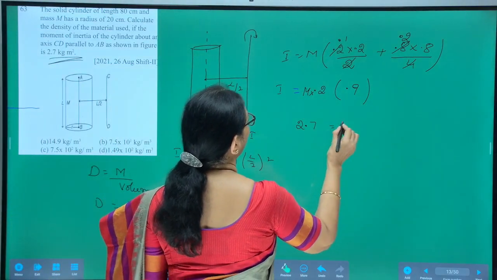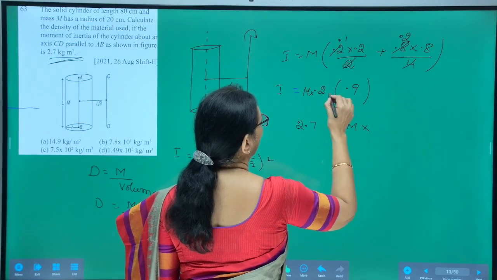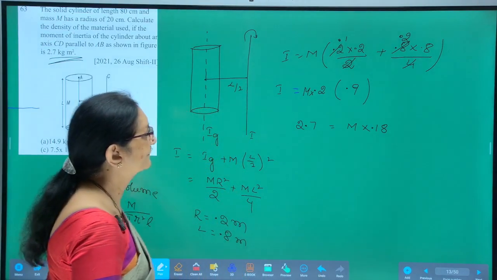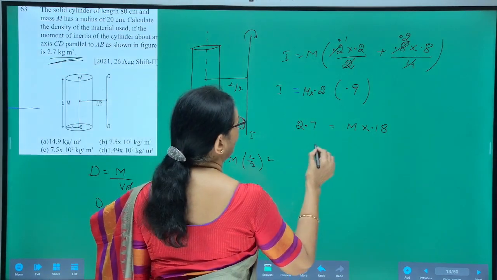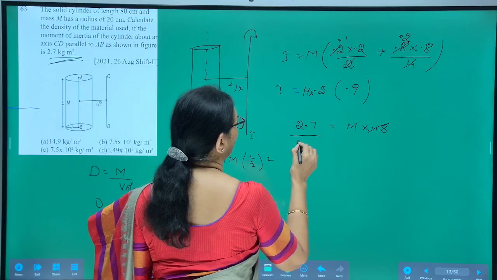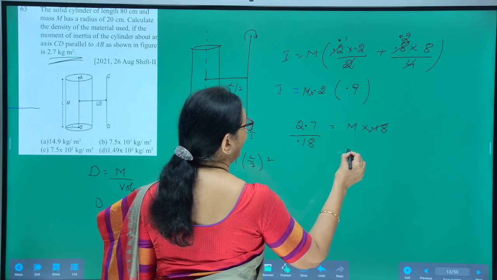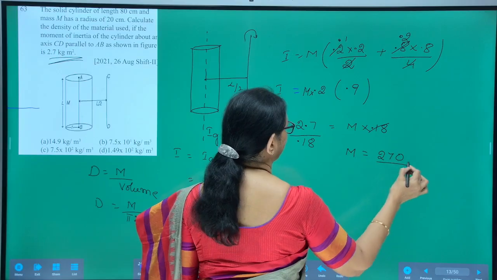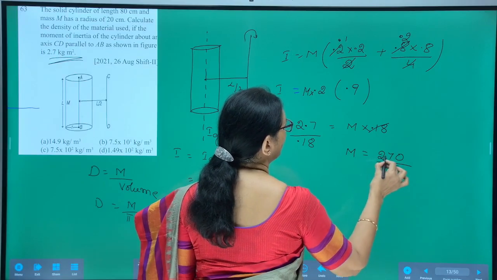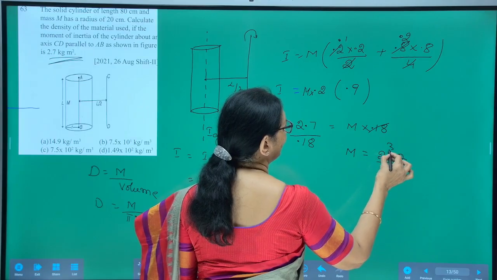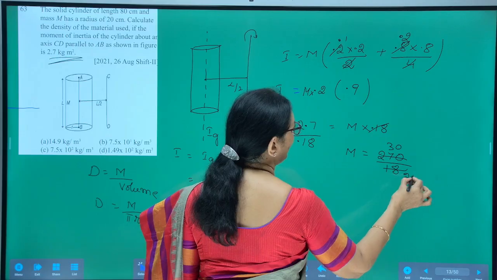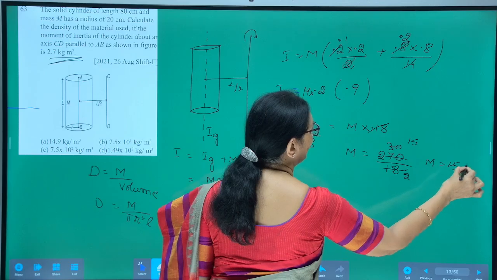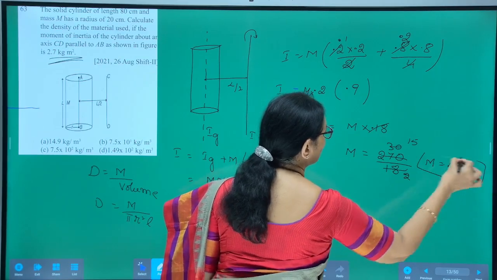So 2.7 is equal to m into 2 into 9 is 0.2 into 0.9 is 0.18. So here it becomes m is equal to this divided by 0.18, implies m is equal to 270 divided by 18. So 9 gets cancelled 30 times and here 2 times. So this is 15. So mass is equal to 15 kg. That is the mass of the cylinder.